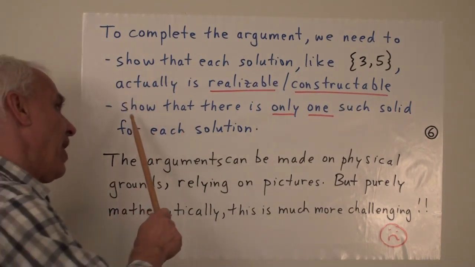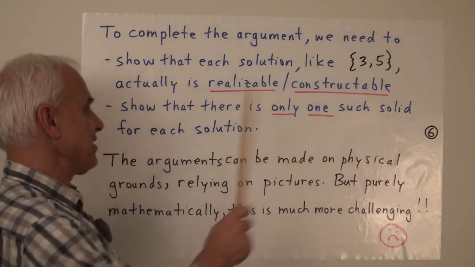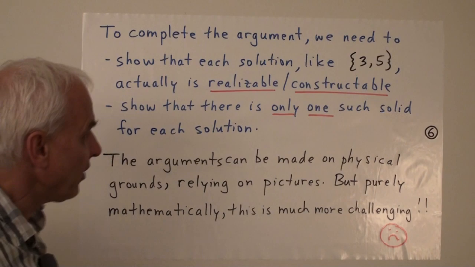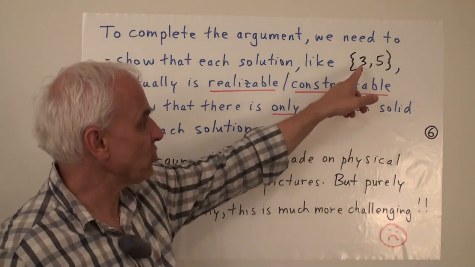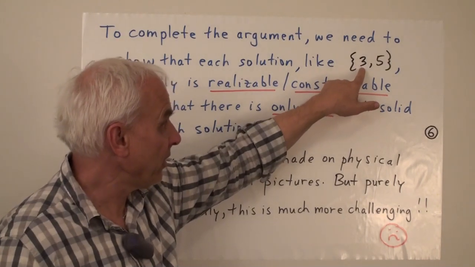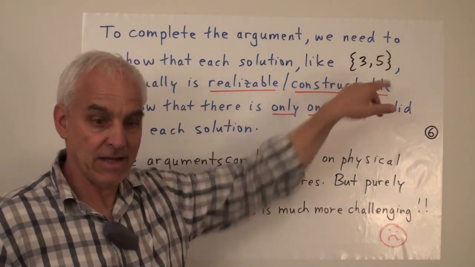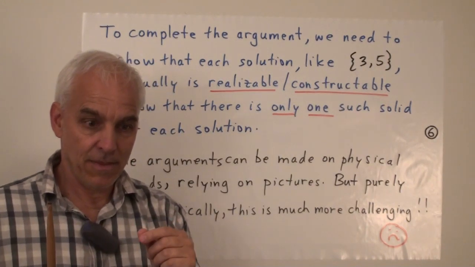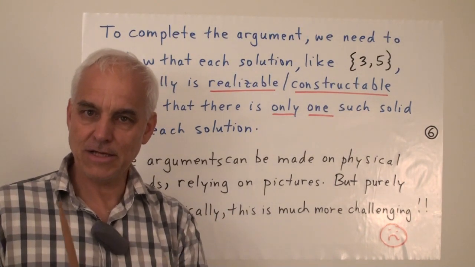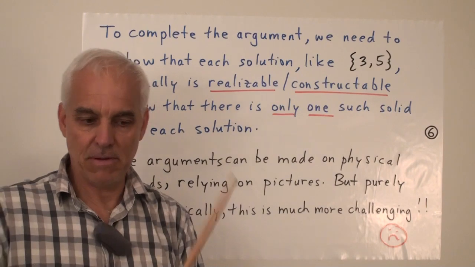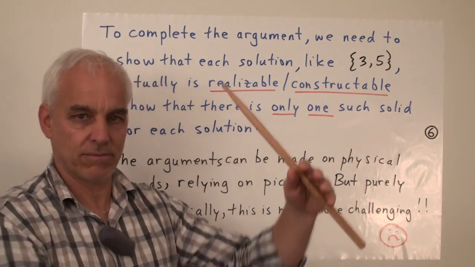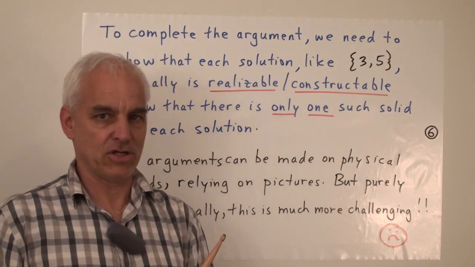And then we also have to show that there's actually only one such solid for each solution. It's not entirely obvious that even if you do construct a solid made out of triangles, where 5 of them meet at each vertex, that there's only one such thing. Is that entirely obvious? I mean, maybe you could make one that goes this way, and maybe you could make one that wanders around in a slightly different fashion.